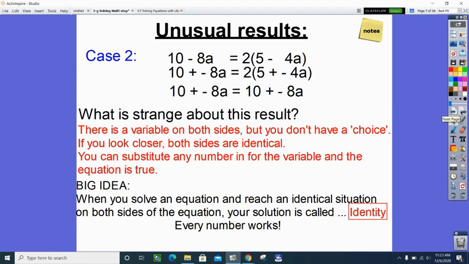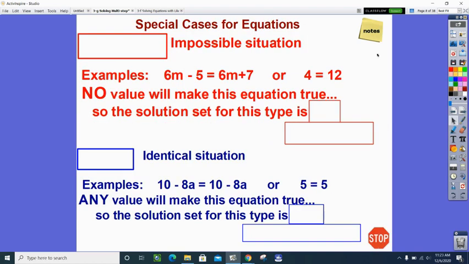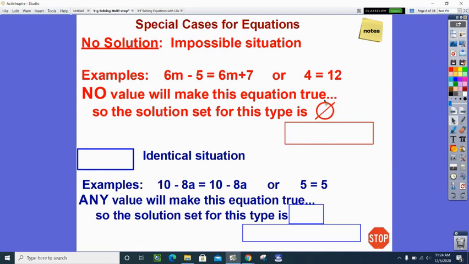So let's just talk about these two kind of weird things here, okay? The first one is a no solution, and it's an impossible situation. You end up not having a choice like this, or you end up with something like this when you're solving that's impossible, no value will make this equation true. And this is called a no solution, but there's other symbols. I don't know if you've ever seen this symbol in elementary school. It's called the null set. So you could call this one no solution, 100%. You could call it the null set, or you can make this kind of a O with a line through it.